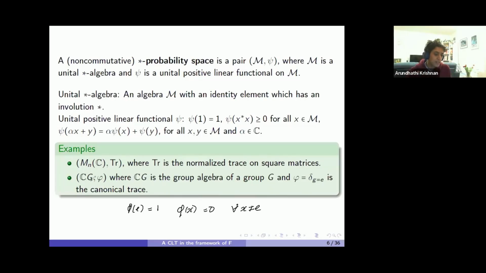So this is the group algebra of the Thompson group F, and this canonical trace is what we'll work with, but I'll come back to that a little bit later in the talk.